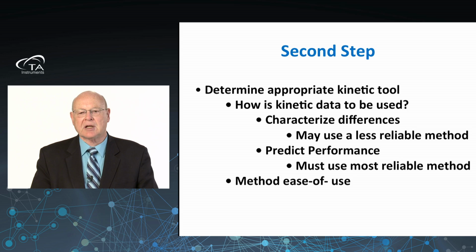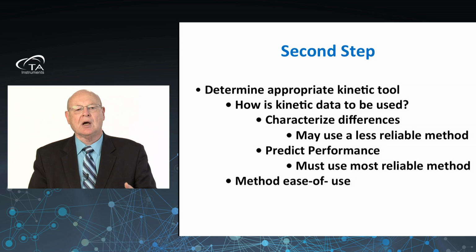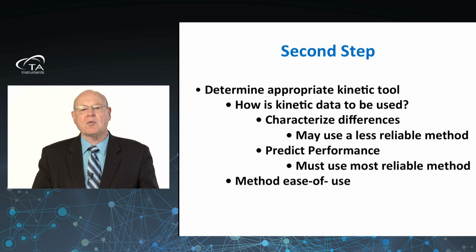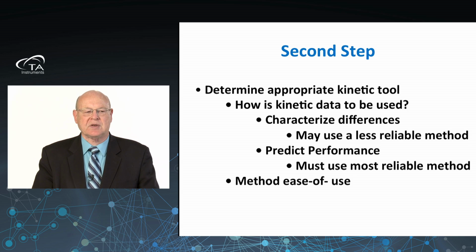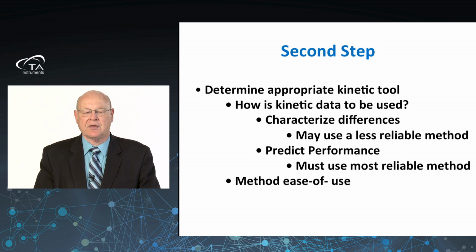There are two generally recognized areas. One is where we're simply comparing two materials for which one reacts faster. If all we want to know is which one reacts faster, or we're trying to conduct some kind of quality assessment of different lots of materials, then we can get by with a less reliable kinetic method.